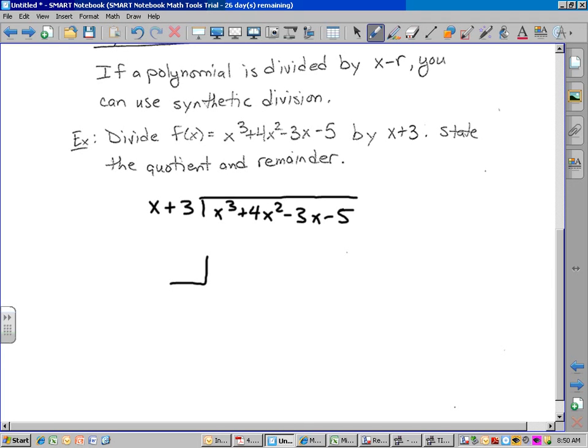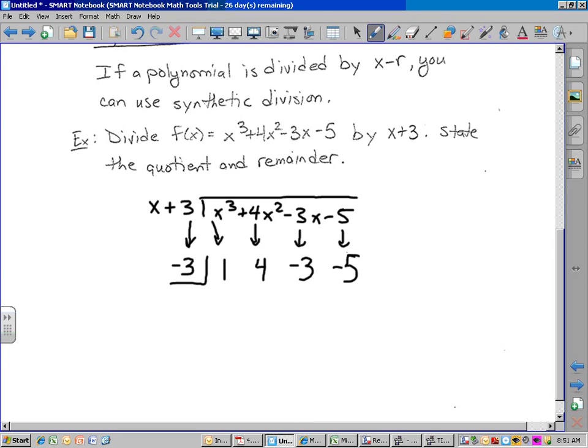And what goes in that is the opposite of the number you're dividing by. So if it's x plus 3, you put negative 3 in that little half box. And then beside that, we're going to put all the coefficients. So understood 1, 4, a negative 3, and a negative 5.